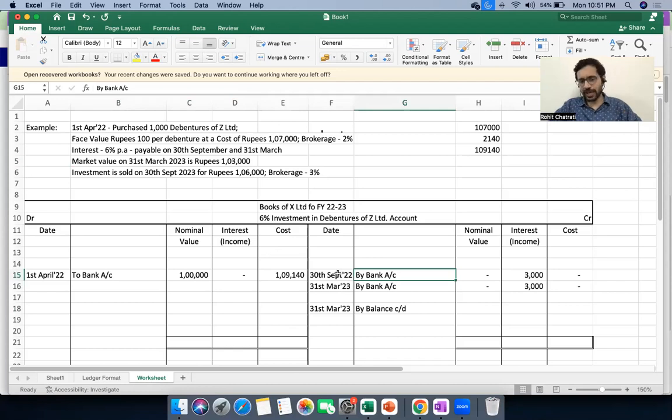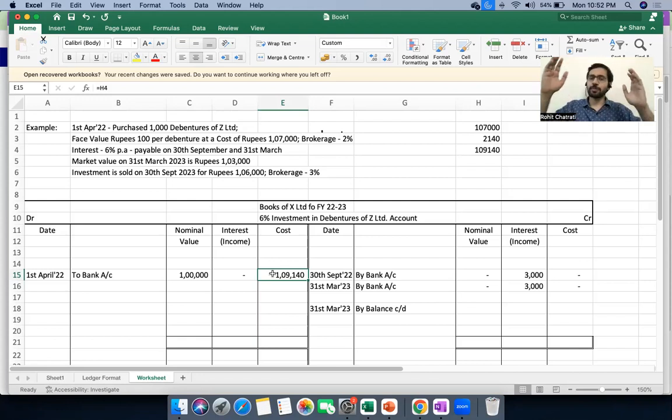Looking at the ledger, the value of investment in my books right now is 1,09,140, because I initially recognized it at 1,09,140. After that, I did not have any other transaction. So if I prepare a trial balance right now, the value of this investment will be 1,09,140. But I know that the market value is 1,03,000.